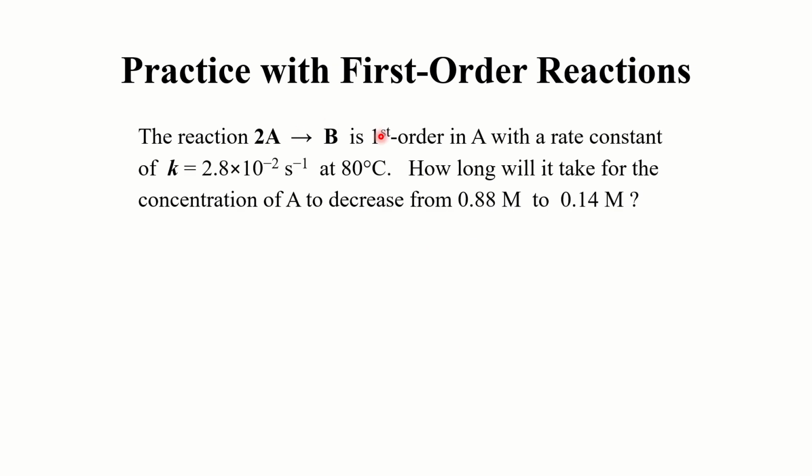All right, let's do a little bit of practice with first order reactions. The reaction 2A to B is first order in A with a rate constant of k equals 2.8 times 10 to the negative second inverse seconds at 80 degrees Celsius. How long will it take for the concentration of A to decrease from 0.88 molar to 0.14 molar?